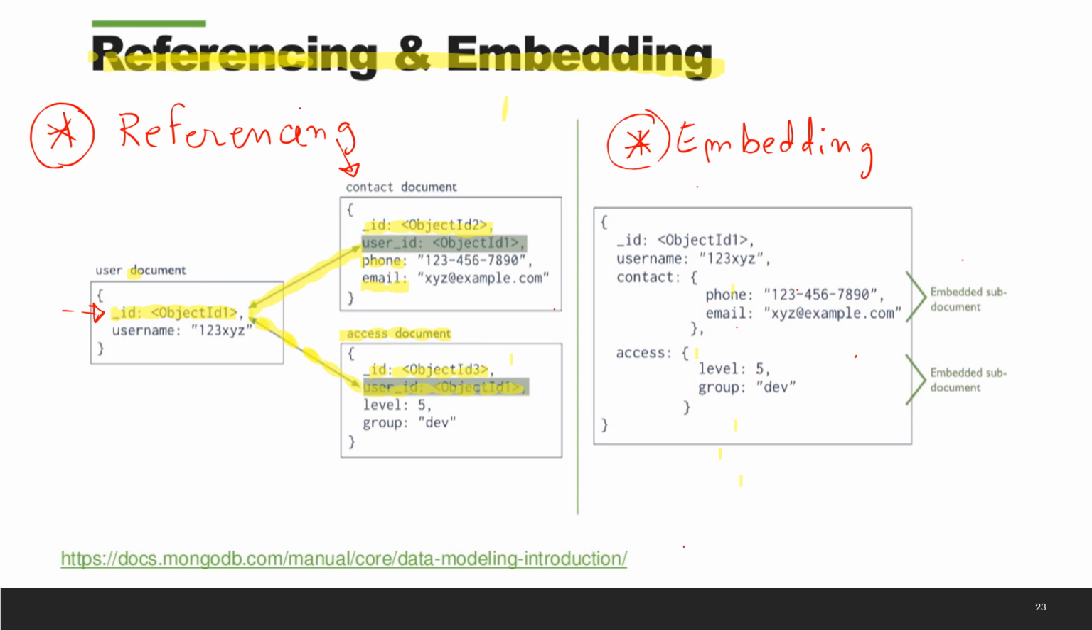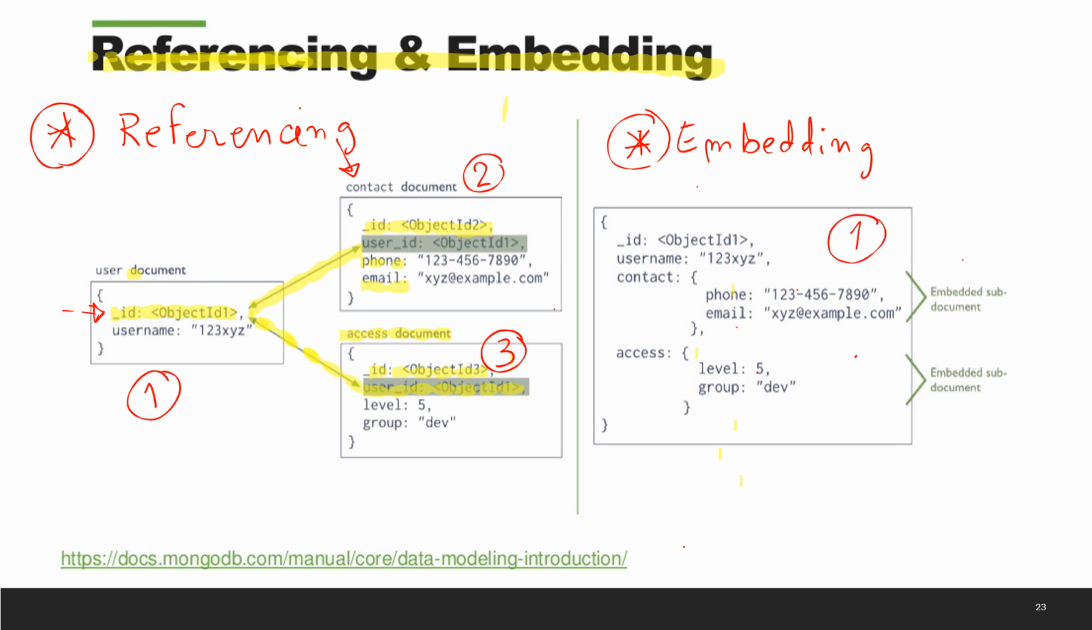It refers to or models and describes the same information but uses different techniques. Okay, so instead of having three documents here, document 1 user document, document 2 contact document, and then document 3 access document, with the embedding mechanism, you can see we have only one single document here, just one document.